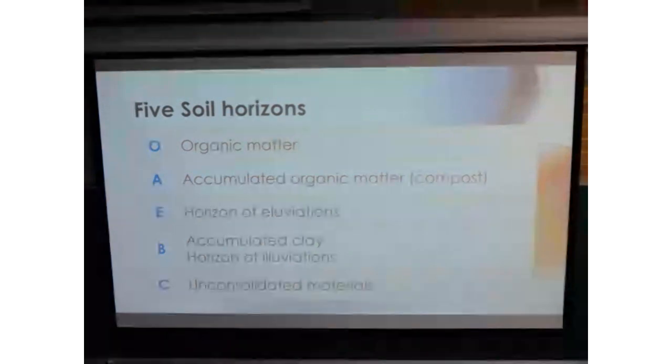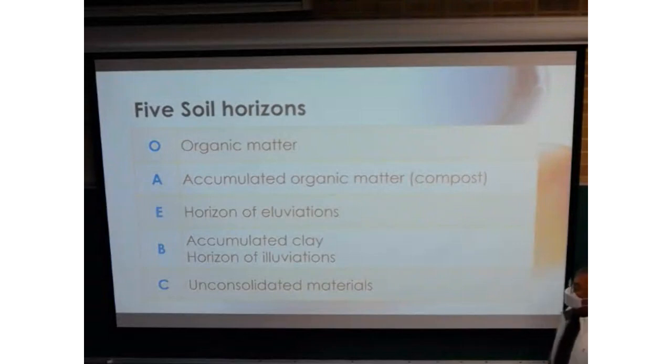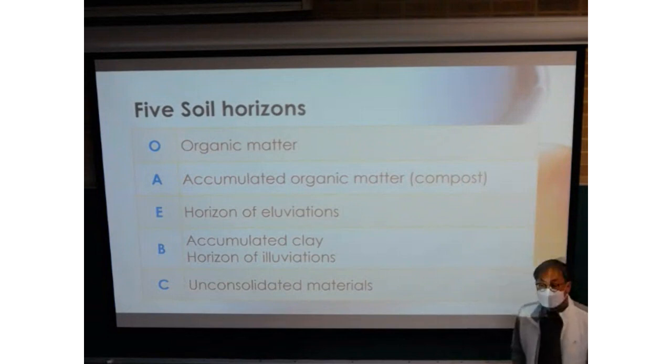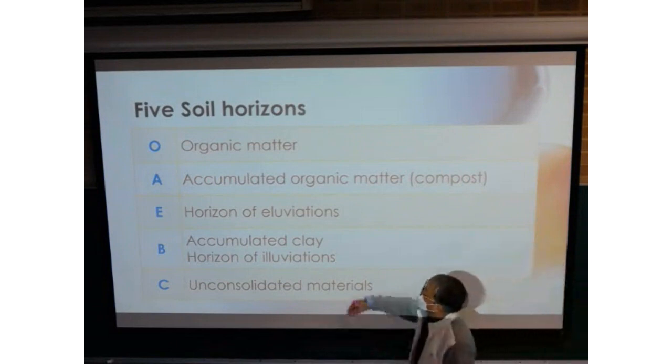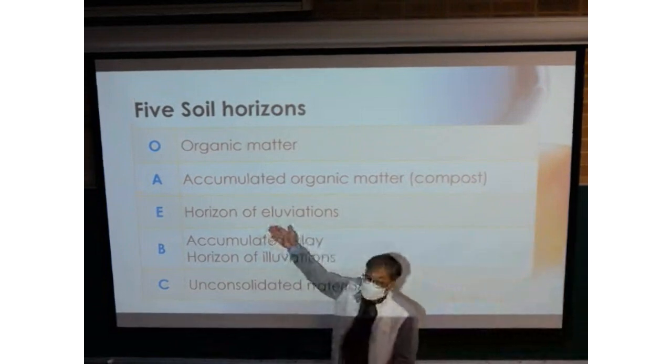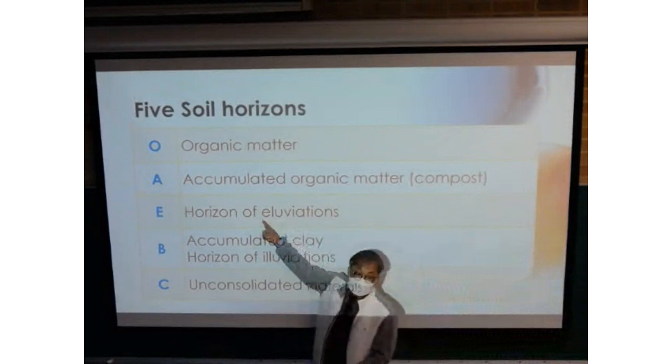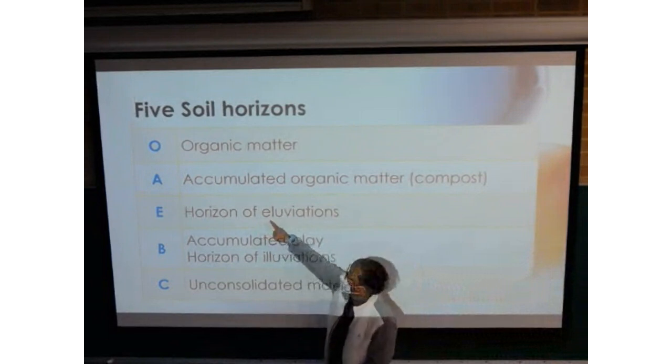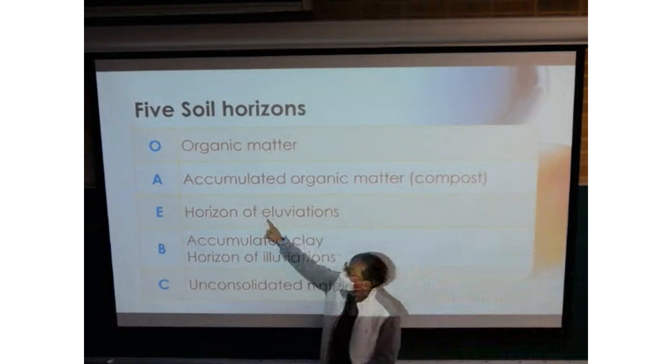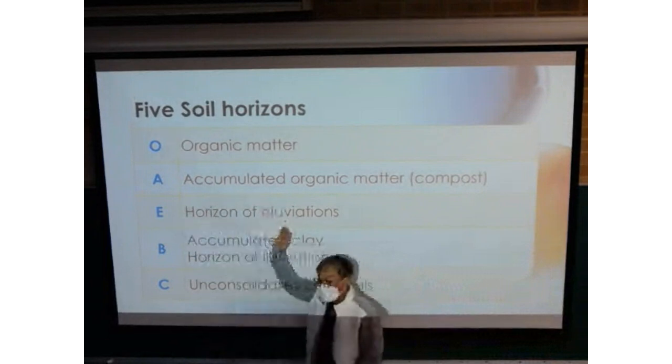And then the E horizon is going to occur by eluviation. Please watch out for the spelling, because it's not easy for me to pronounce the difference between eluviation and illuviation. I don't know. But look at the spelling. The first letter of eluviation is the letter E. That's why we call it the E horizon.